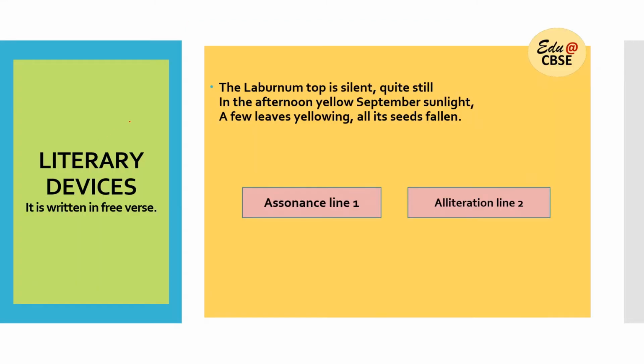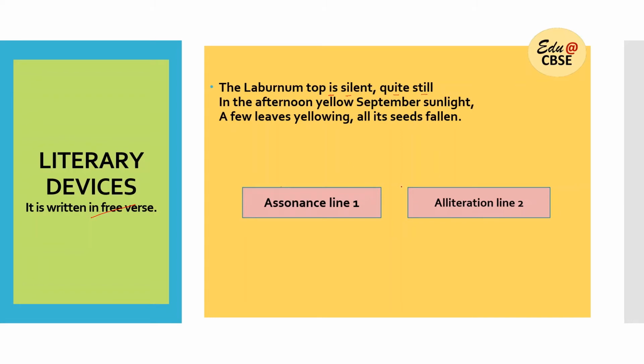So here the literary devices, the first thing to be noticed is that the poem is written in free verse, so there is no fixed rhyme scheme. Now assonance in the first line and alliteration in the second line. Now, what is assonance? Assonance is the repetition of a vowel sound. So, first line, "is" and "still" here, and "silent" and "quiet". So, this is repetition of the vowel sound I.